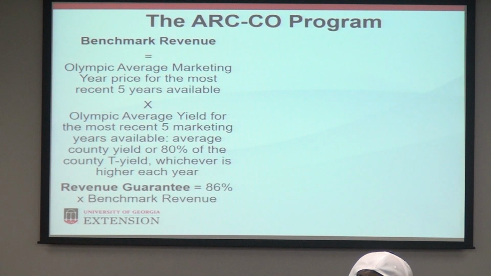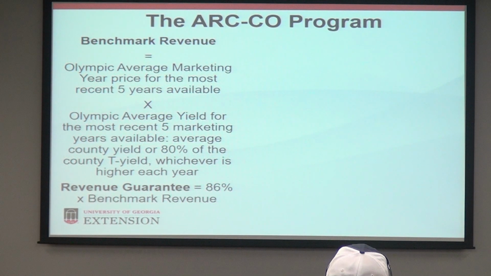The ARC County program is based on the benchmark revenue and is an income or revenue program as opposed to just a price program, so it's a combination of price and yield. It's focused on the Olympic average marketing year price for the 5 most recent years that are available. And that word "available" is key in the formula for the ARC County program, because the way it was instituted before, it was essentially the previous 5 years. If we were computing a benchmark revenue and looking for the marketing year average price for 2019, we would go back to 2014 through 2018.